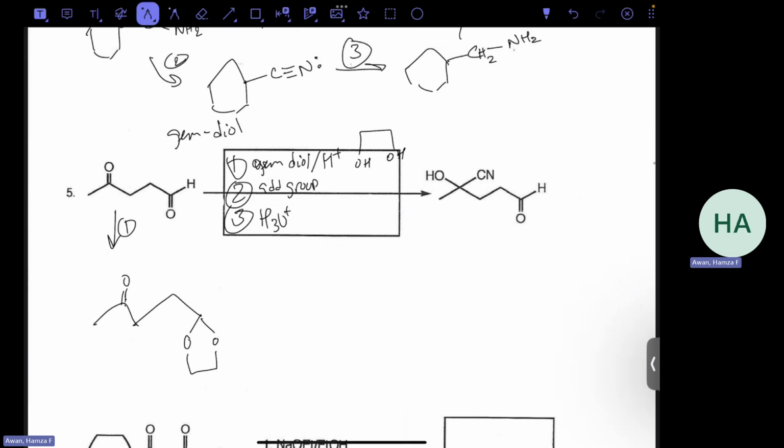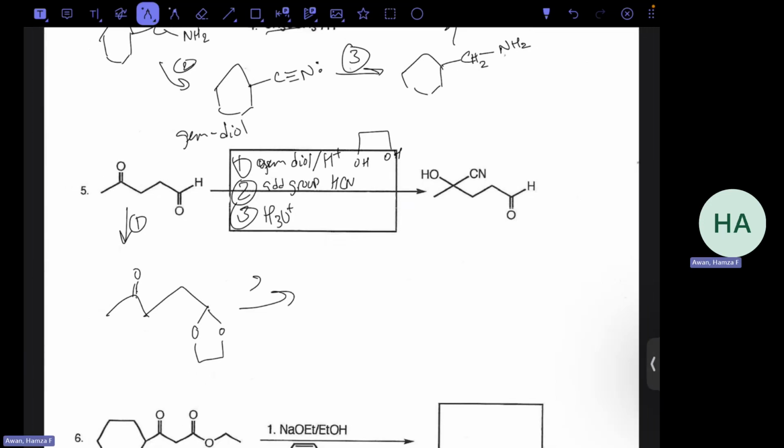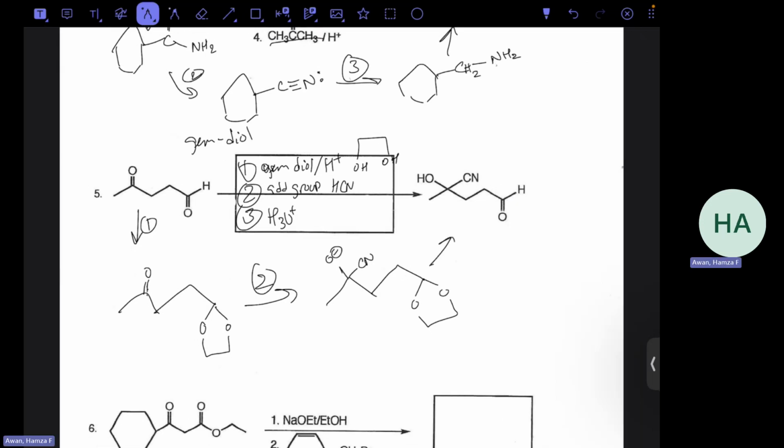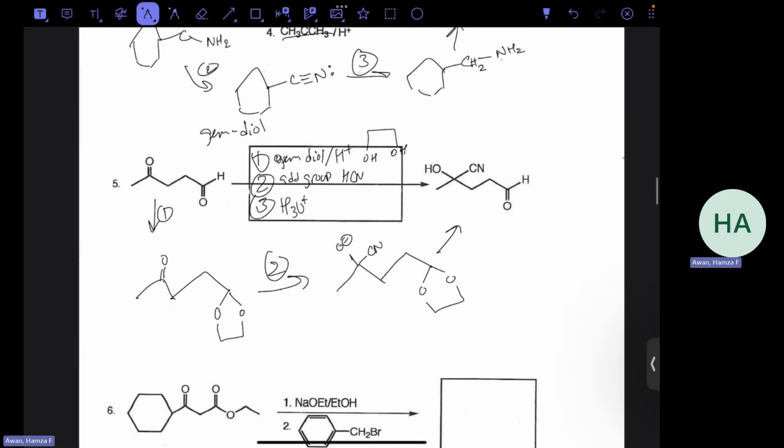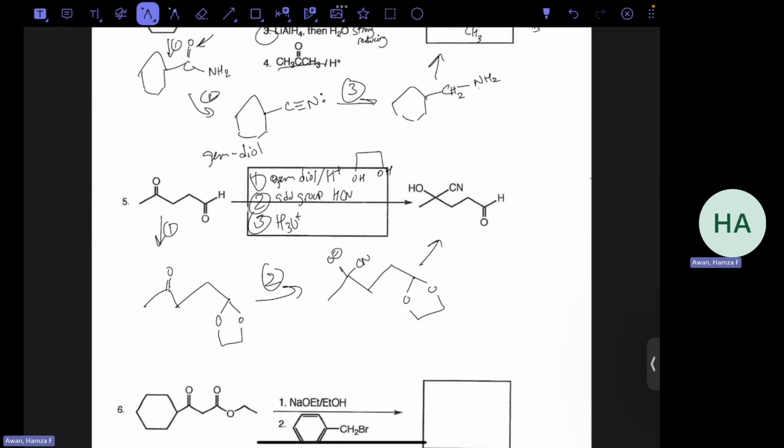Now we're going to add our group, and so this is going to be using just HCN, right? And so what HCN is going to do, our second step, we're going to have this. This group is still protected, right? But now our CN is attached here, and we have an O minus. And finally, final step, H3O plus, it's going to protonate that O minus to carry an OH. And then it's going to bring this protected aldehyde back to its state as an aldehyde, right? Any questions on that problem?